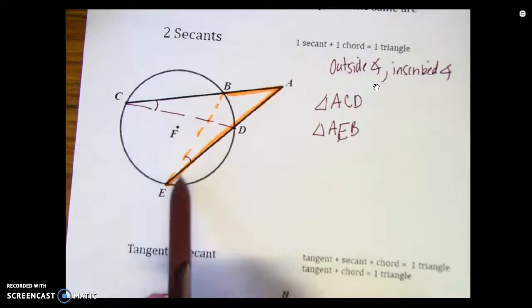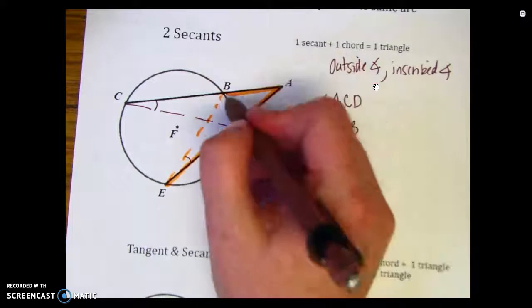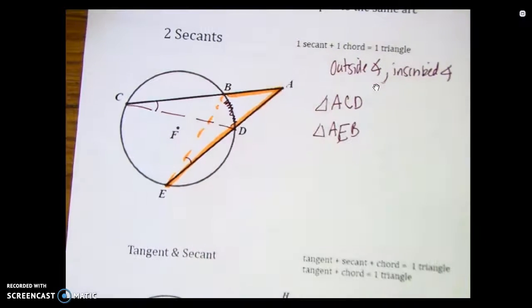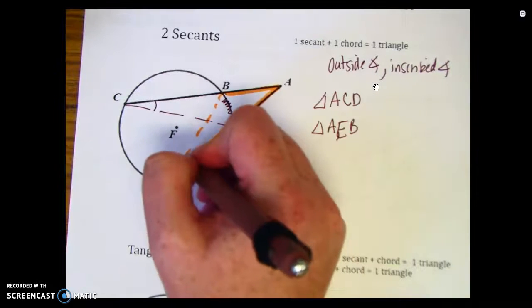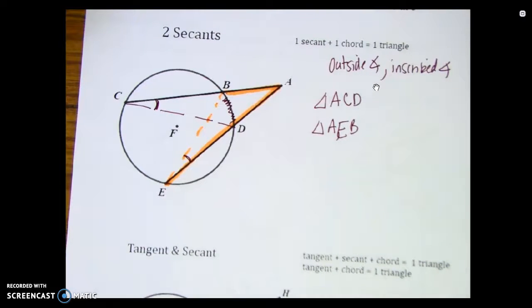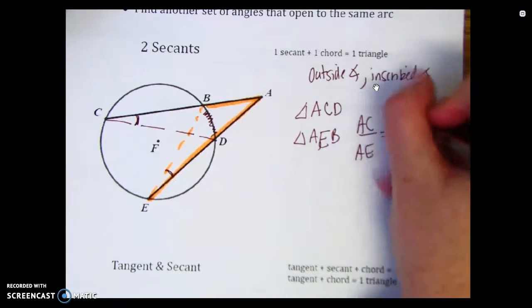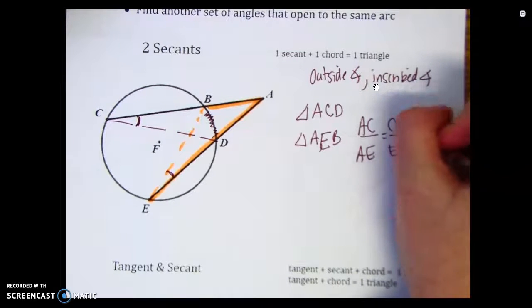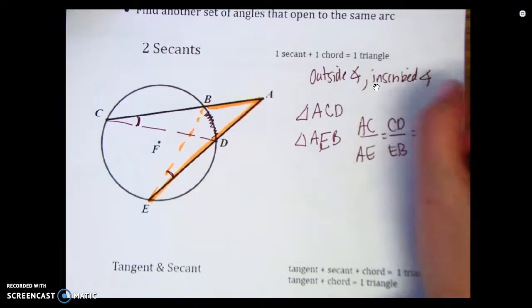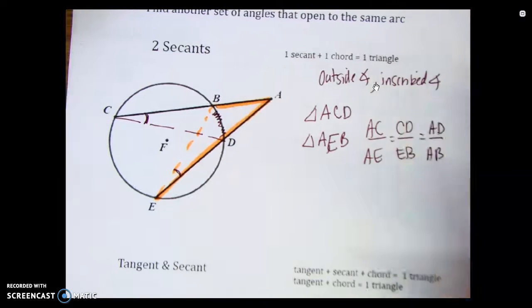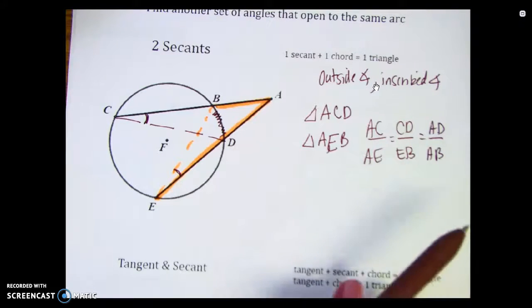I know that C and E are congruent to each other because they're both intercepting arc BD. So I'm setting up the inscribed angles that open up to the same arc. And from there, I'd have my proportions. So again, the only way that you can solve some of these problems, unless there's tangents involved with the two tangents, is to use proportions.